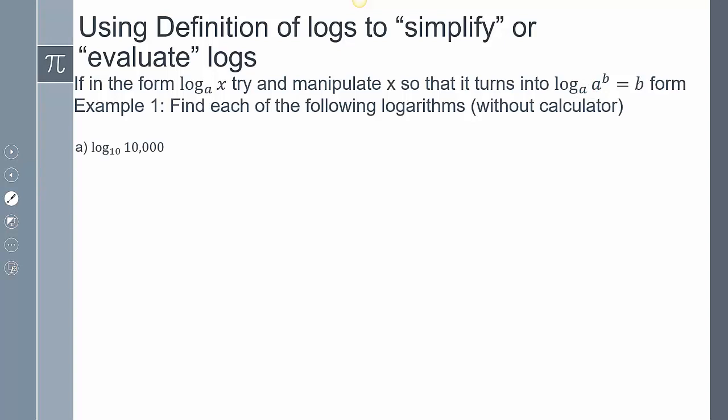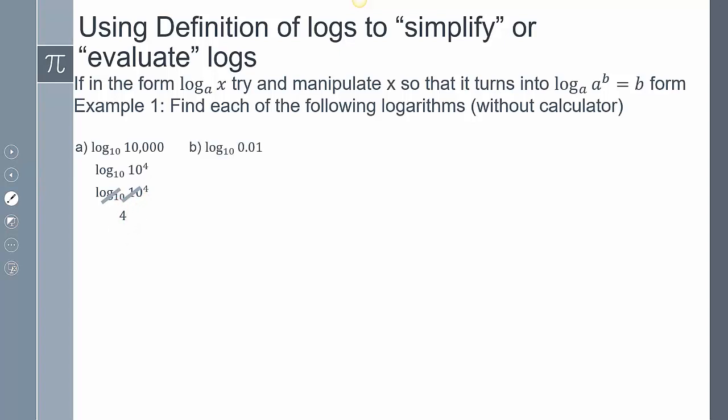So if I had log base 10 of 10,000, I have to somehow manipulate this 10,000 so it's the same as that base. And so I can say log base 10 of 10 to the 4th power. Now this log base 10 and this 10 cancel out, and I'm left with 4. That's the result.